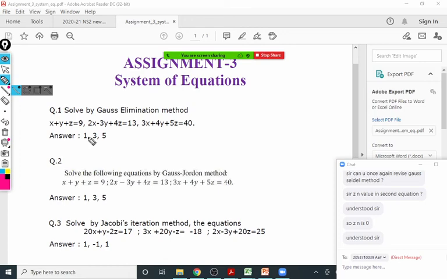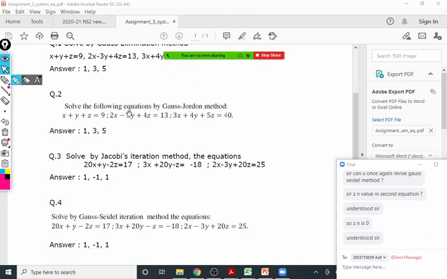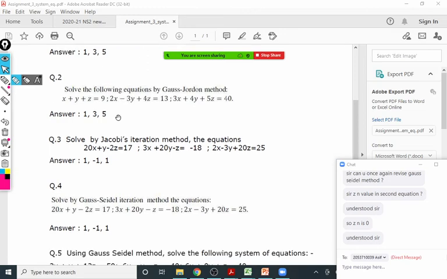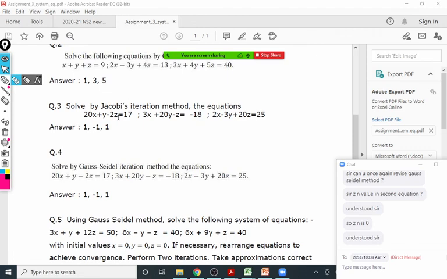Gauss elimination means you have to reduce the matrix to upper triangular form and then do back substitution. That is the first question. Question number 2 is on Gauss-Jordan. This time you have to reduce the matrix to the identity matrix, and you get the answers directly. Question number 3 is on the Jacobi method. In this question, the stopping criteria and the initial approximation are not given, so we should start with 0, 0, 0. 0, 0, 0 is a better choice, and you always start there. And you use the Jacobi iteration formula to get the answer.